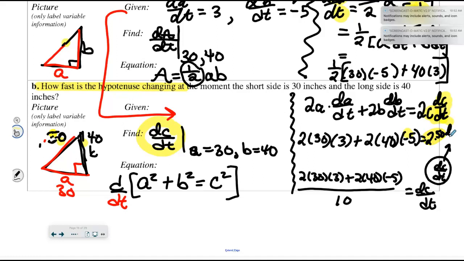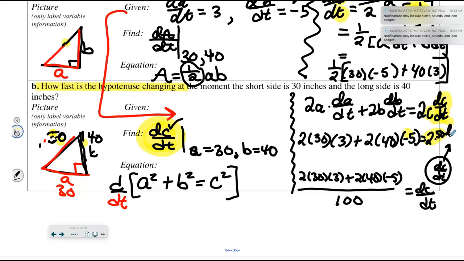100. Correct? Could I leave that? What do you think? Yes. I get the answer point. What point wouldn't I get right now? The label. So I have to go back and figure out what was I finding. The rate that C was changing.